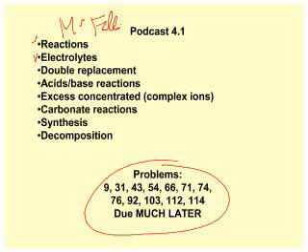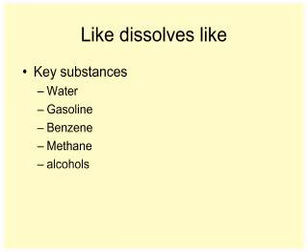These are the problems we're going to eventually do in the chapter, so don't worry about them right now. I just left them from basically the last slide. We're going to go over reactions, electrolytes, which has to do with the lab that we did before, double replacement, acid-base reactions, excess concentrated reactions, carbonate reactions, synthesis, and decomposition. I'm basically going to do 1 to 2 of these, and we're going to practice a ton of them. The reactions come in swarms, so this might be one we're going to watch a couple of times.